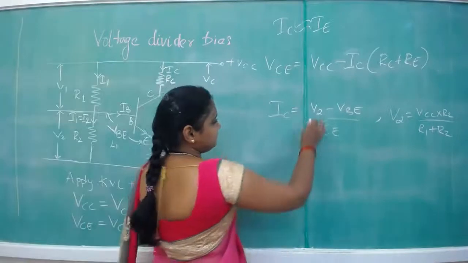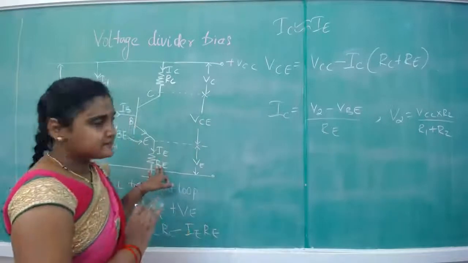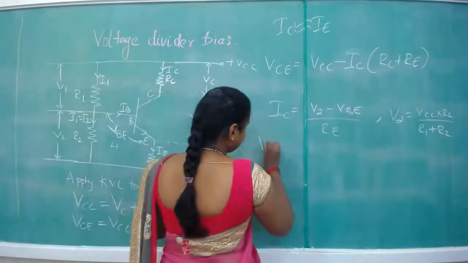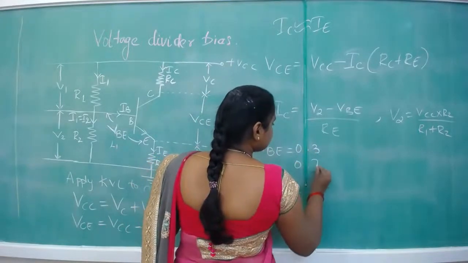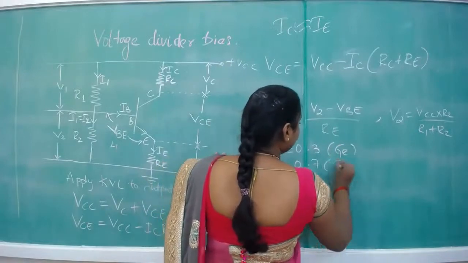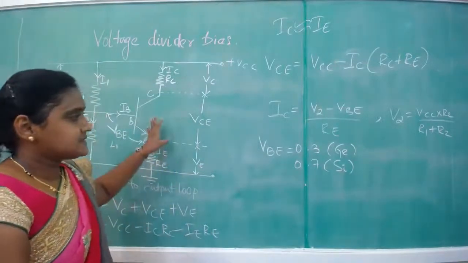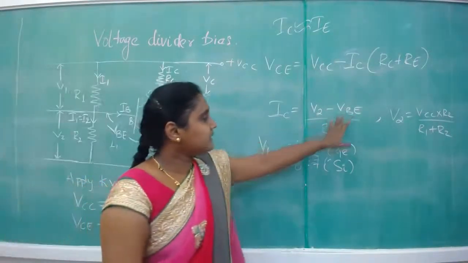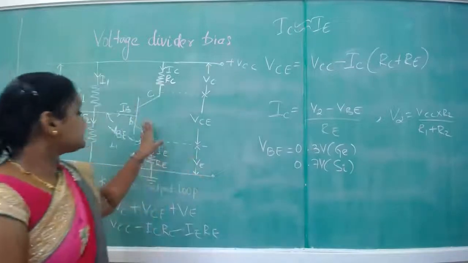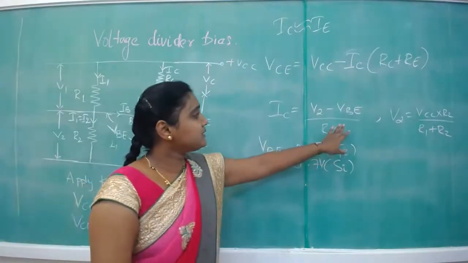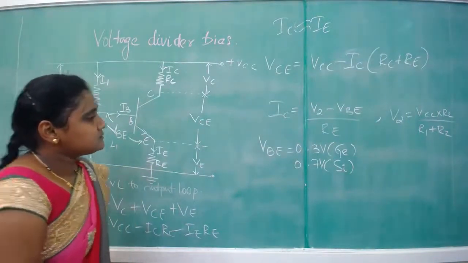Okay. We know how to calculate the value of V2. We know the RE will be present in the circuit, but what about VBE? VBE is a constant value, 0.3 for germanium and 0.7 for silicon. So VBE are constant values for the type of transistor. If the transistor is a silicon type, the value of VBE will be 0.7 volts. If the transistor is a germanium type, then you will have to use 0.3 volts as VBE. Okay. So these are the values for VBE.